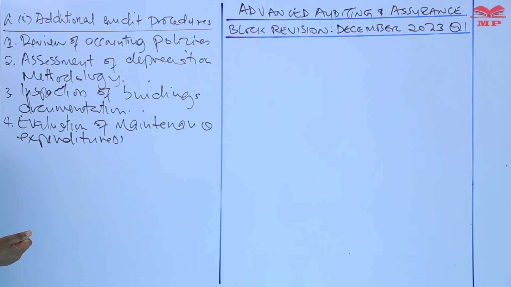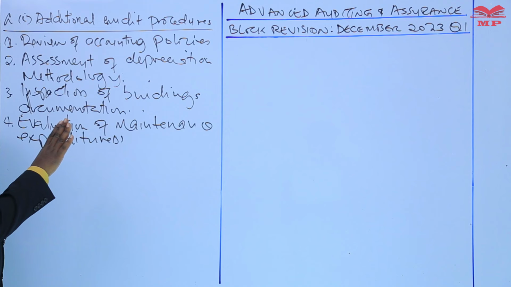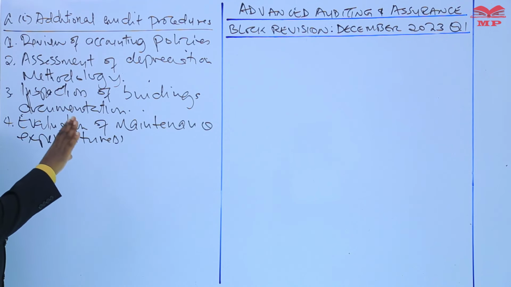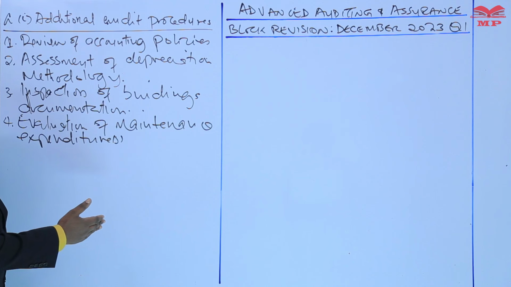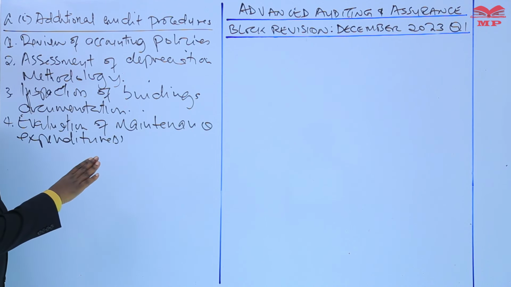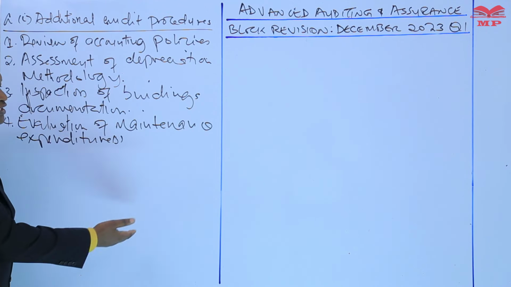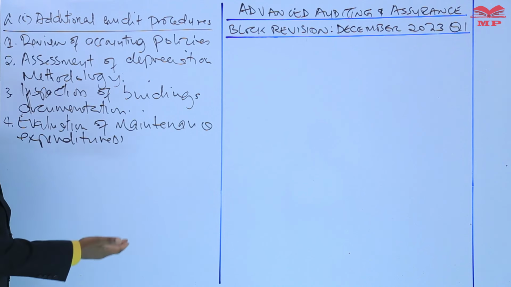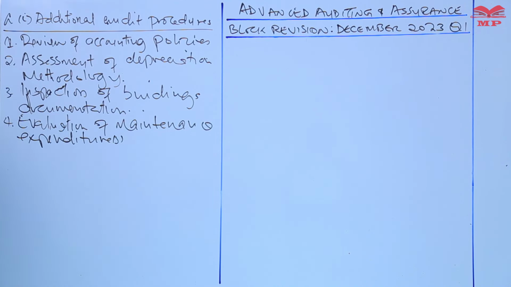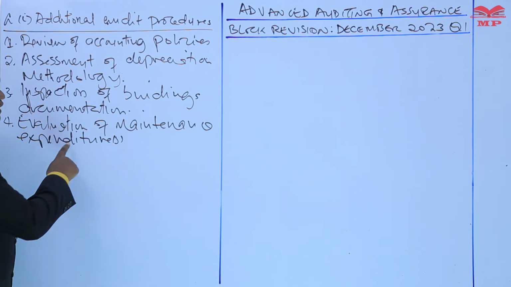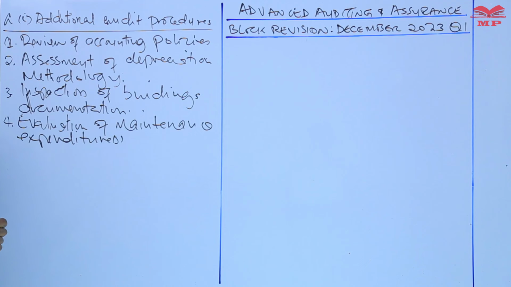You understand? Because there are certain costs that are incurred on buildings that ought to be capitalized. Other expenses on buildings may be part of the normal expenses for the company. So that assessment has to be done, and the auditor can only do that after evaluation of the maintenance expenditures.